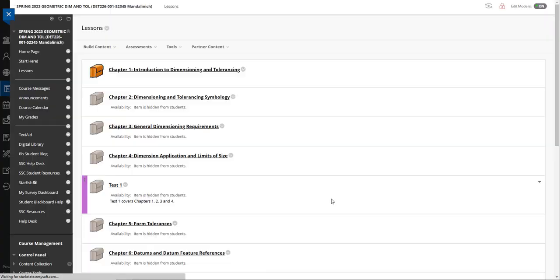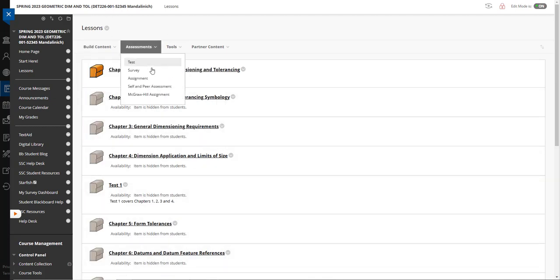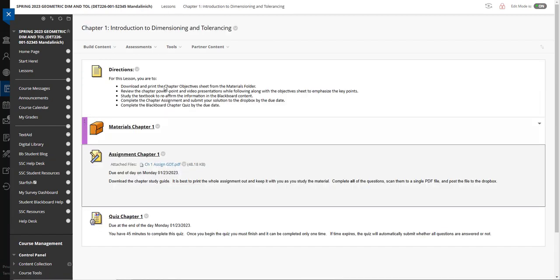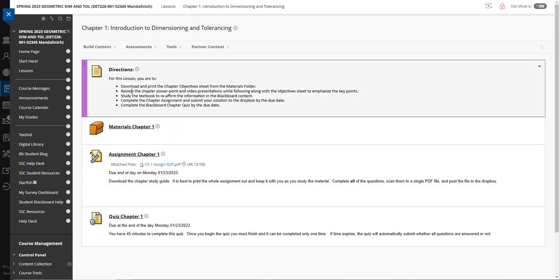Let's go look at the lessons and see how they're structured. I have these grayed out because I open these lessons as we go along, but here's how each of these lesson folders is structured. In Chapter 1, we have the directions. For this lesson, you are to download and print the chapter objectives. From the materials folder, you are to review the chapter PowerPoints and video presentations while following along with the objectives. It's very important to do that. Then you're going to study the textbook to reaffirm the information in the Blackboard contents. You're going to complete the chapter assignment and submit your solution by the Dropbox. And then finally, complete the quiz.